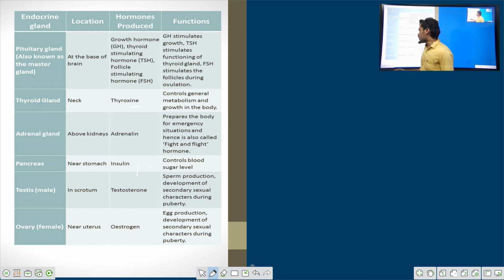Moving on to another endocrine gland, that is the ovary in females, near the uterus. The hormone is estrogen. Estrogen helps in the egg production and development of secondary sexual characters during puberty. So you may be wondering what the difference is between estrogen and follicle stimulating hormone. Estrogen helps in the production of the egg, while the follicular tube is a passage, a tube-like structure. From the ovary, the egg is produced and via the follicular tubes, it passes to the uterus where it gets into fertilization. That's a wonderful chapter which we will be dealing with in further classes about human fertilization. So keep in mind, estrogen helps in the production of eggs in the females.